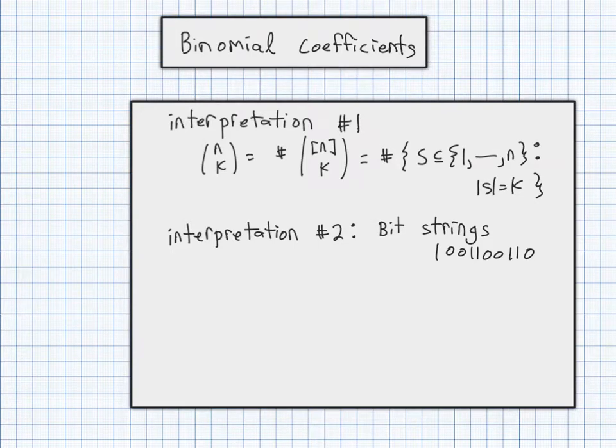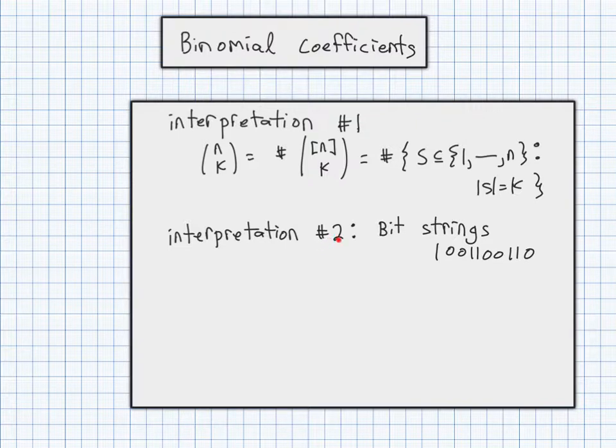Alright, for this lecture we are going to discuss binomial coefficients. So we've already introduced binomial coefficients via their first interpretation, which is that the binomial coefficient n choose k is the number of subsets of the set of integers 1 through n that have exactly k elements. Now in this talk we're going to go over three other interpretations.